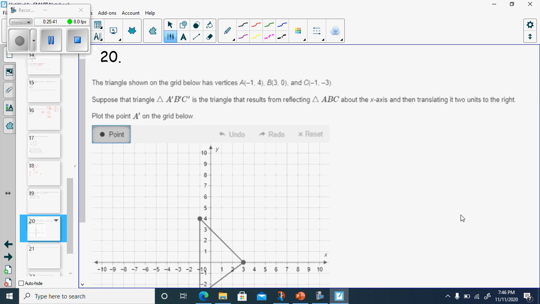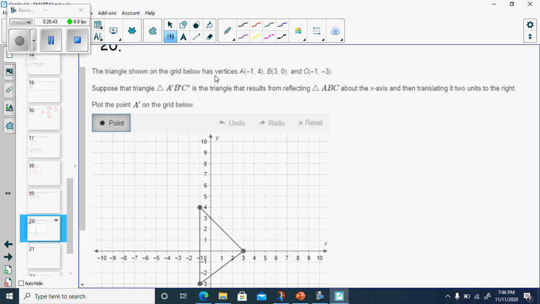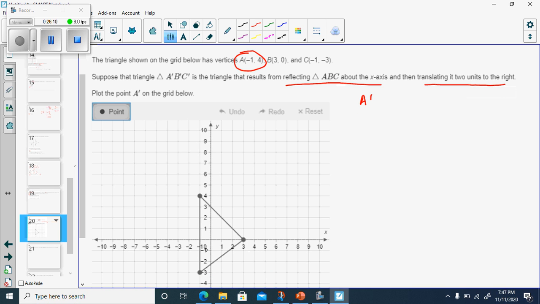The triangle shown on the grid below has these vertices. Suppose triangle A prime, B prime, C prime is a triangle that results from reflecting this triangle about the x-axis, and then translating it 2 units to the right. Plot point B prime on the grid. So let's just take A, which is -1, 4. Here's our A.